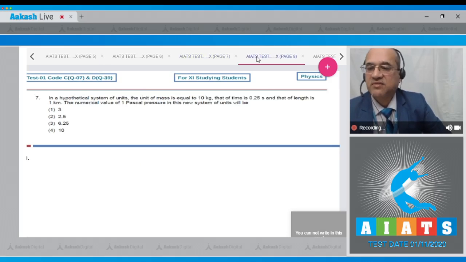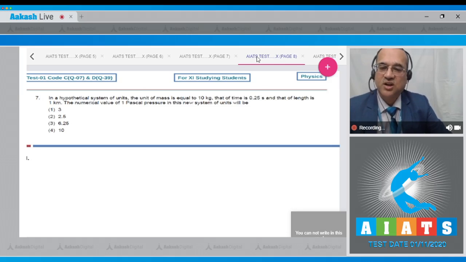Question number 7 says, in a hypothetical system of units, the unit of mass is equal to 10 kg, that of time is 0.25 second, and that of length is 1 kilometer. The numerical value of 1 Pascal pressure in this new system of units will be: first option 3, second 2.5, third 6.25, and the last option is 10.